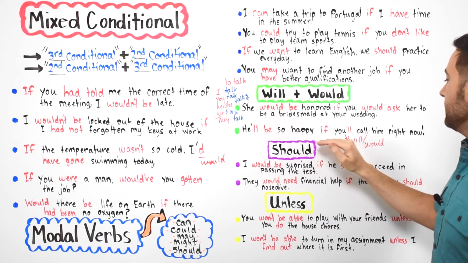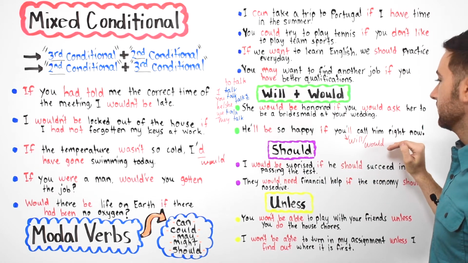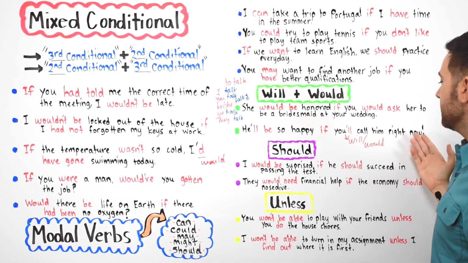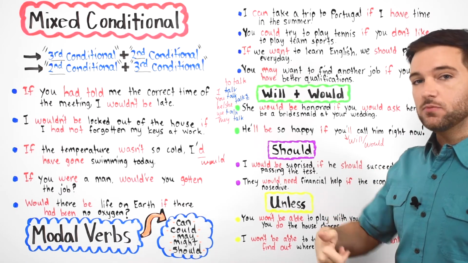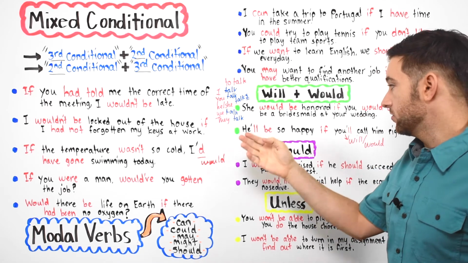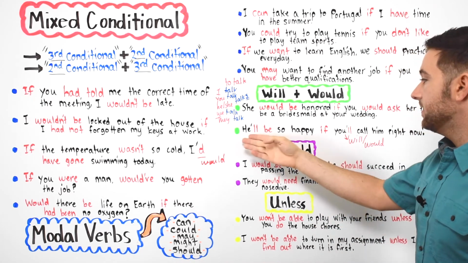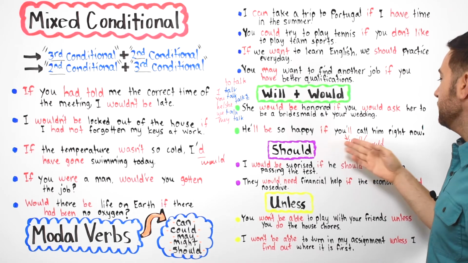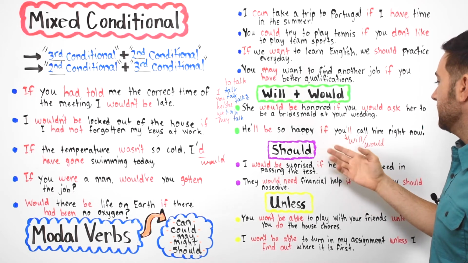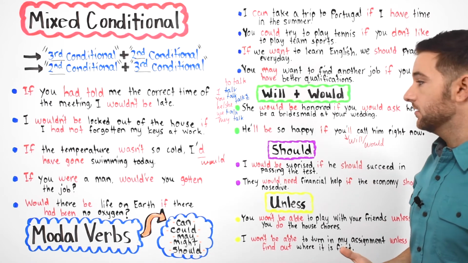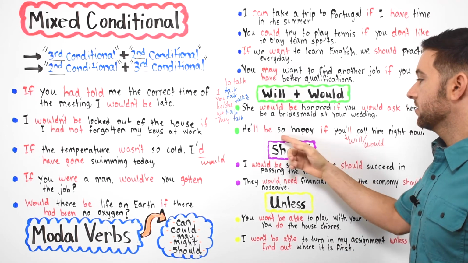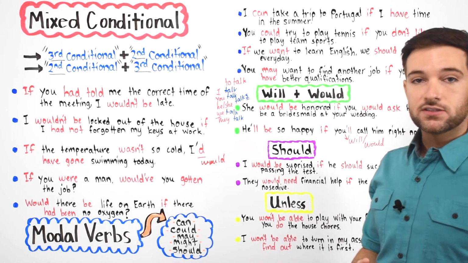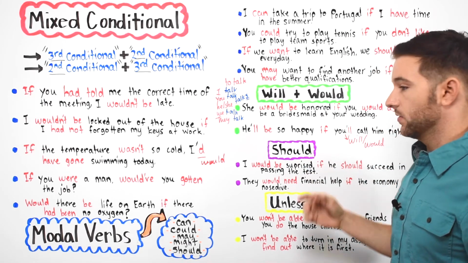He'll be so happy if you'll call him right now. We're talking about the possibility of somebody getting happy if you make a phone call to a person. He will be so happy if you'll call him right now, if you would give him a call. If you will do that, he will be so happy. That's the result. Okay? So now let's go ahead and talk about this one.